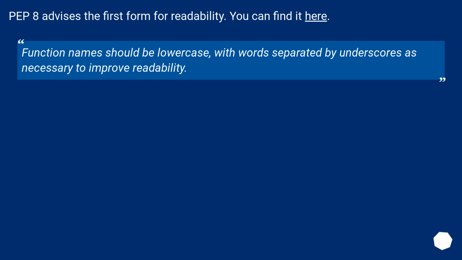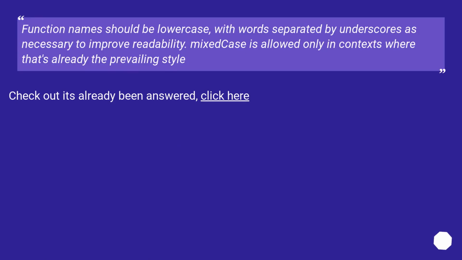You can find it here. Function names should be lowercase, with words separated by underscores as necessary to improve readability. Mixed case is allowed only in contexts where that's already the prevailing style.